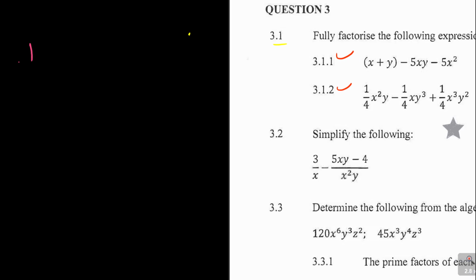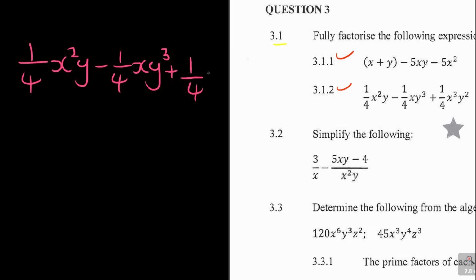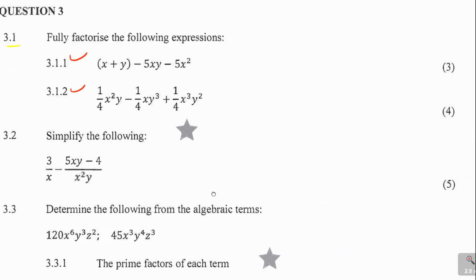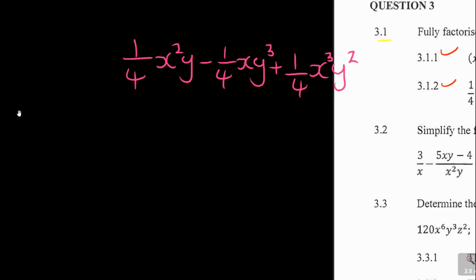It's 1 over 4 x squared y, minus 1 over 4 x y cubed, and then the other one is what? Plus 1 over 4 x cubed y squared. Okay, interesting. How many marks? It's 4 marks. Don't know why it was 4 marks, but you need to factorize, and let's do that.